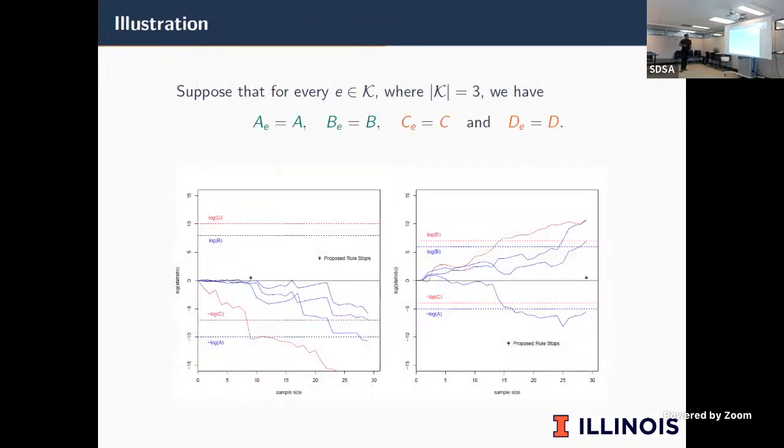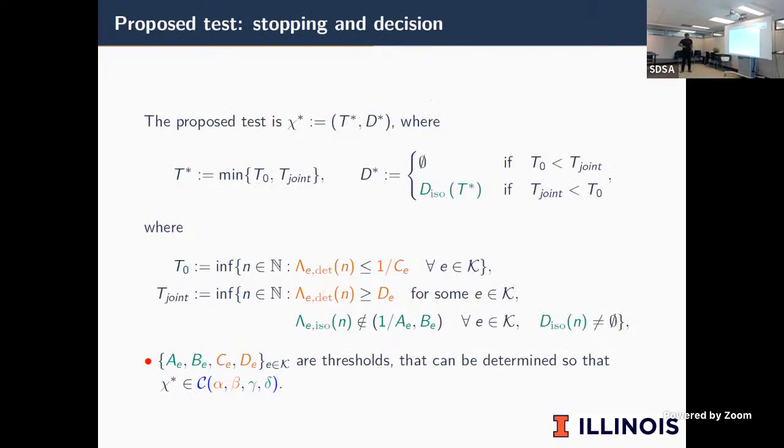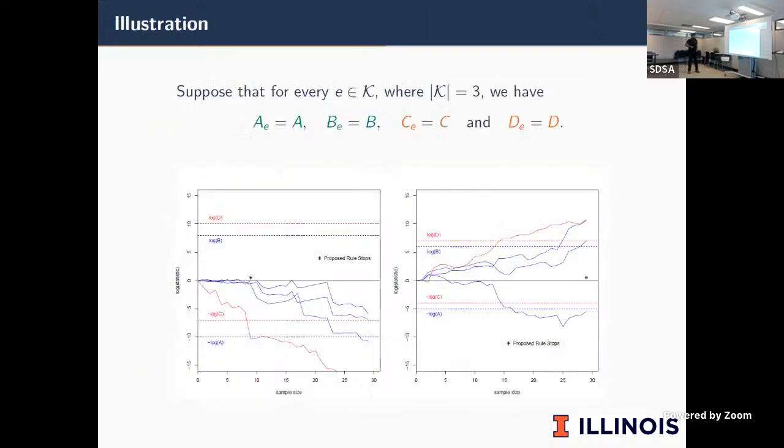So now let me illustrate this. Let's say we have A equals A, B equals B, C equals C, and D equals D for every E. So we put these thresholds equal. Then what we have is we reduce to only one detection statistic. Let's say we have K equals 3. That means we have 3 units.